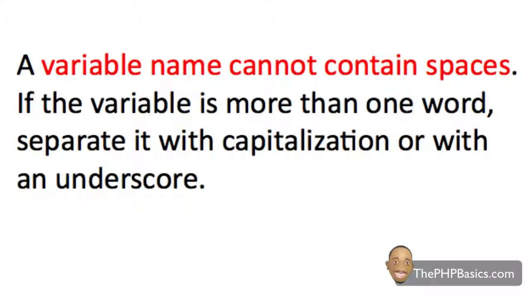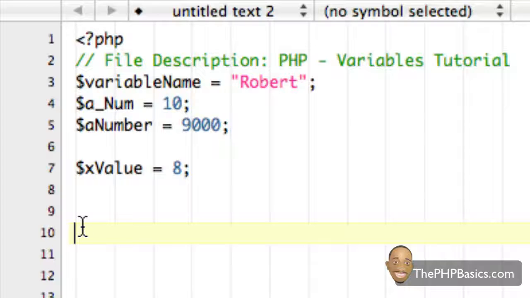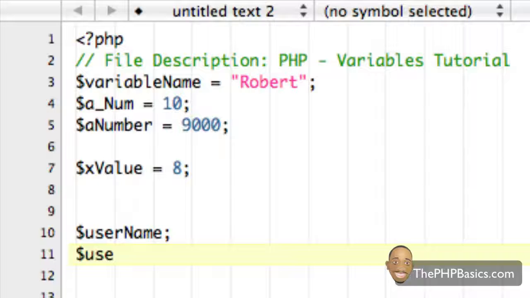So if the variable is more than one word, you can separate it with capitalization. So let's say we want to create a variable named username. We could have it as userName separated by capitalization, or we could use an underscore such as user_name. So those are some of the common rules for naming PHP variables.